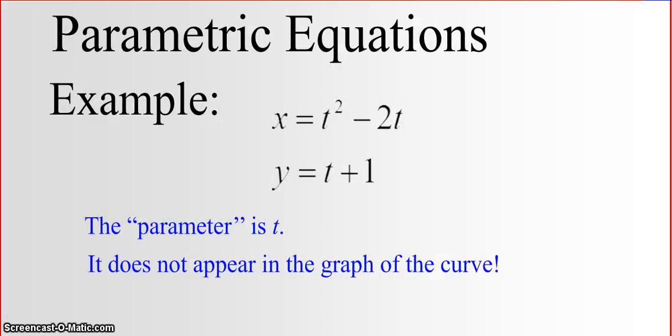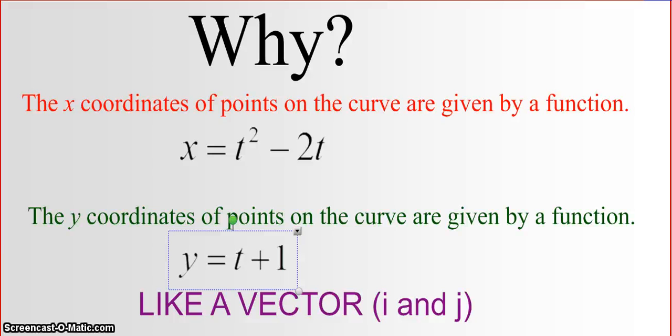So let's look at the parametric equations. So here I have parametric equations: x equals t squared minus 2t and y equals t plus 1. The parameter is t. It doesn't appear on the graph of the curve if we were to graph these, which we will in a minute. I won't spoil that, but it won't appear on the graph, except it gives direction. So the x-coordinate of the point on the curves are given by the function x equals t squared minus 2t, and the y-coordinate of the points on the curve are given by a function y equals t plus 1.